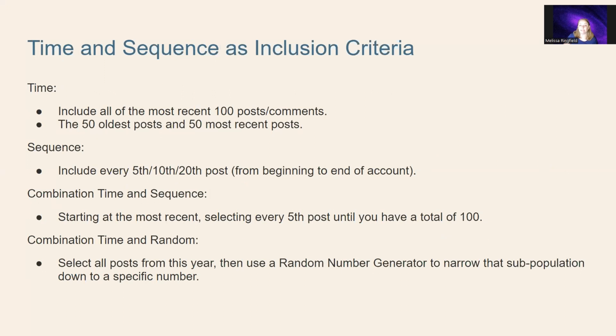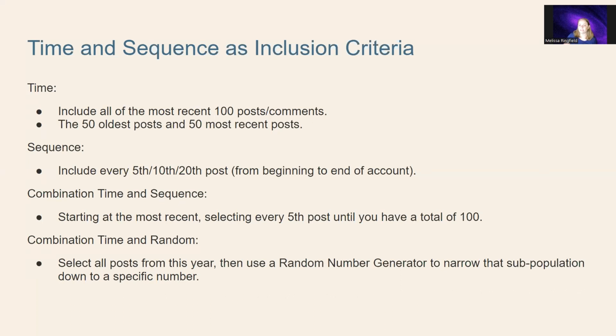One of the easiest inclusion criteria to use is time. For time, you could select something like include all of the most recent 100 posts or comments. This is the most popular option for most students. You could do the 50 oldest posts and the 50 most recent. This will allow for comparisons, but some platforms may take too long to scroll back to the 50 oldest.